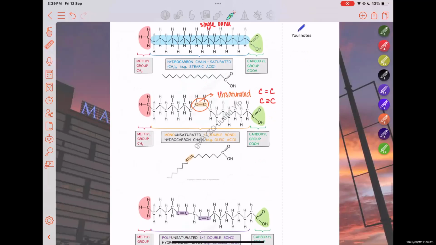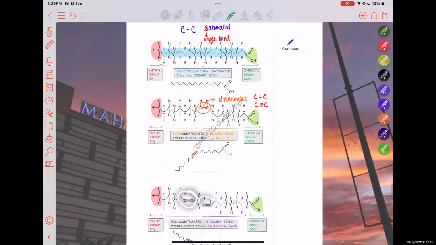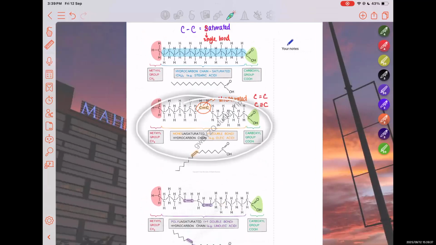Yeah, and this one has more than one double bond, we call it polyunsaturated. It means that they have more than one double bond. So this is called monounsaturated, polyunsaturated, and this upper part is called saturated.